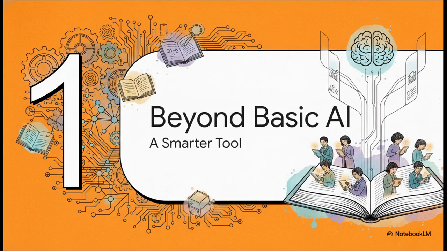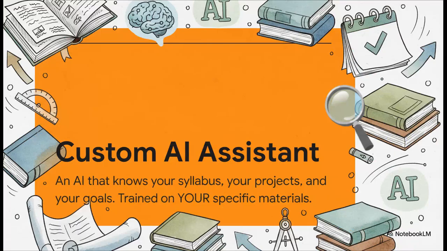Now, I know what you might be thinking. Oh, I've used ChatGPT, I get it. But hold on, because what we're building today is a whole different level. This is about creating a truly smarter tool that is tailored specifically to you. So here's the absolute key. A custom AI assistant is an AI that you train on your world. It knows your syllabus inside and out. It gets the notes for your huge project. Heck, it's even aligned with your personal goals. You see, it's not just some fancy search engine. It's your personal academic strategist.